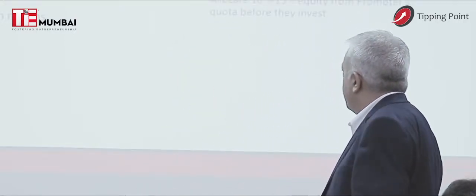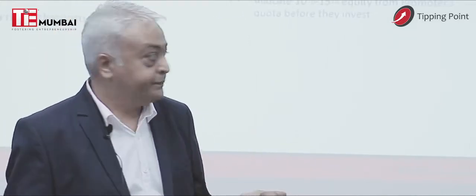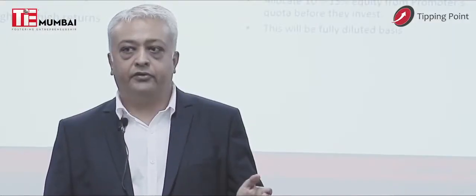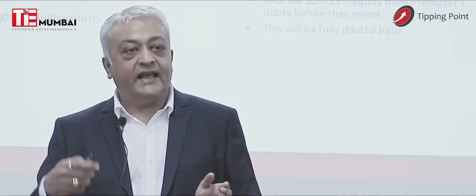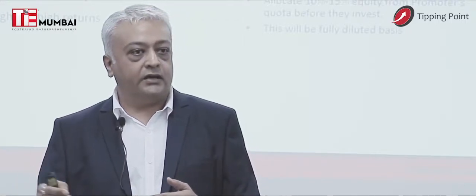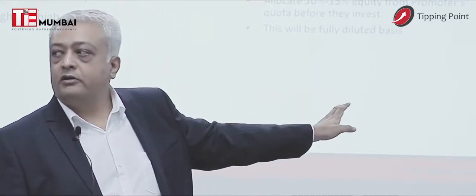Allocate 10% equity from the promoters' quota before they invest. Before the investor puts in money, he'll ask for an ESOP pool, so that later on his stake is not getting diluted because of ESOP. And this will be on a fully diluted basis. So let's say you have a 10% ESOP pool created, and the investor comes on board. The ESOP pool is created before. So later on, whenever the next investor comes and puts in money, the equity stake is going to get diluted along with promoters and other investors. The ESOP pool is also going to get diluted.